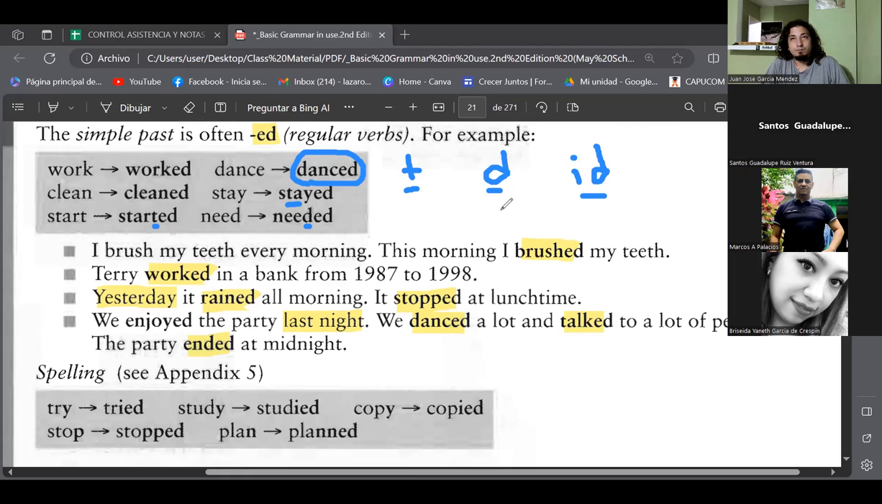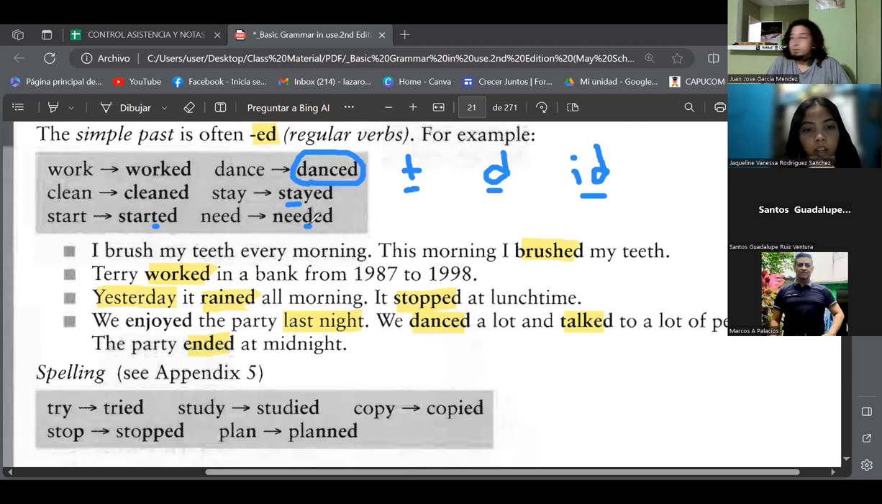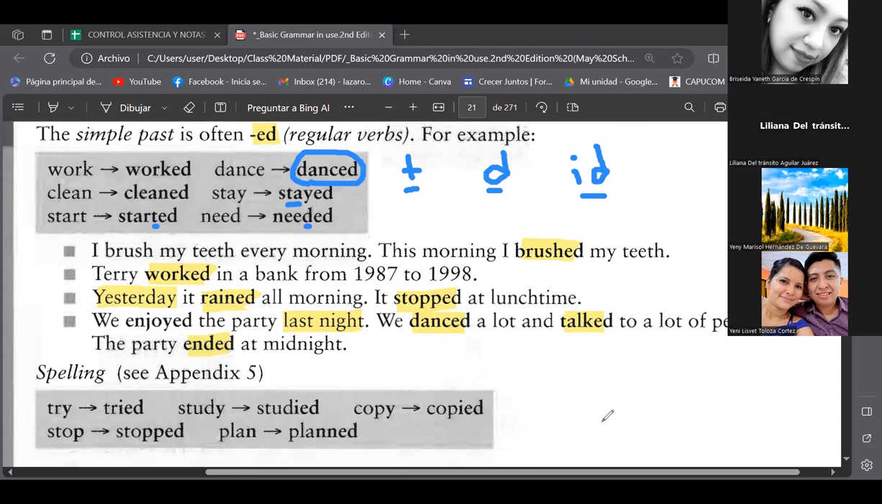My recommendation is to try to give only the final T or D sound: worked, danced, cleaned, stayed, started, needed. The intonation is minimal, and when you speak, sometimes it is not even noticeable. That is where we use yesterday: I danced all day. Last week is about the past, so this person is talking about something in the past. When you listen, they won't stress it much, so you go with the context and you can figure it out. Let me stop it here.